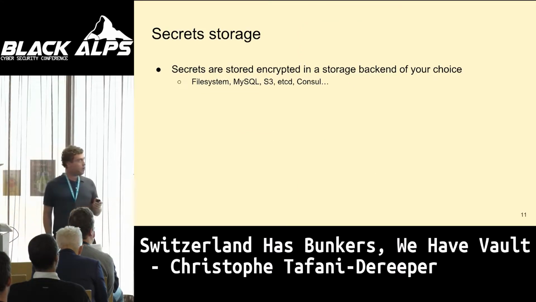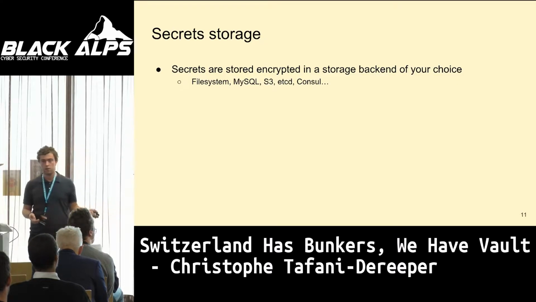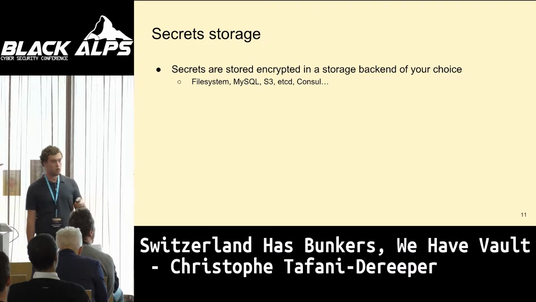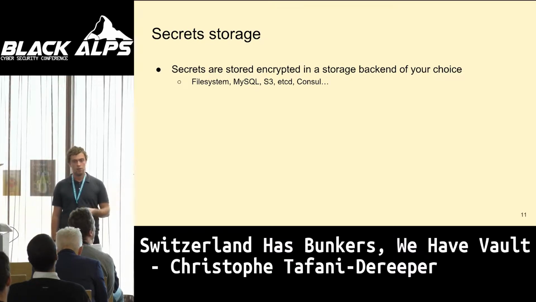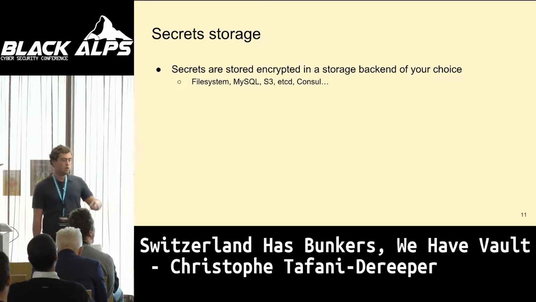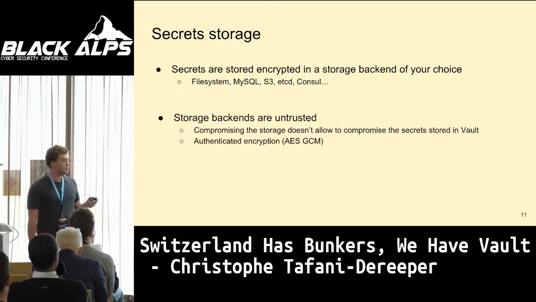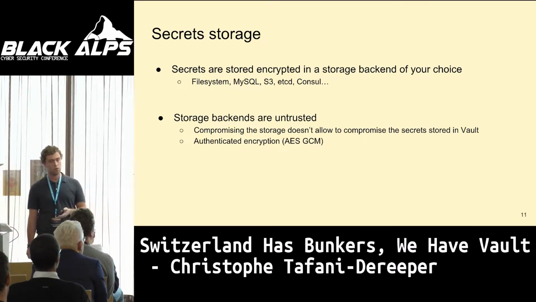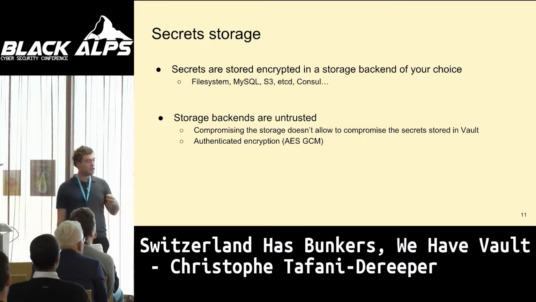So about secret storage, when you have secrets, you want to store them somewhere. It can be on a disk, on any cloud location. So what Vault allows you to do is to choose a specific storage backend, which can be something like a file system, an Amazon S3 bucket, a MySQL database, or a lot of other things. And the security model here is that the backend storage is untrusted. So by design, you shouldn't be able to compromise anything if you just compromise the underlying storage.